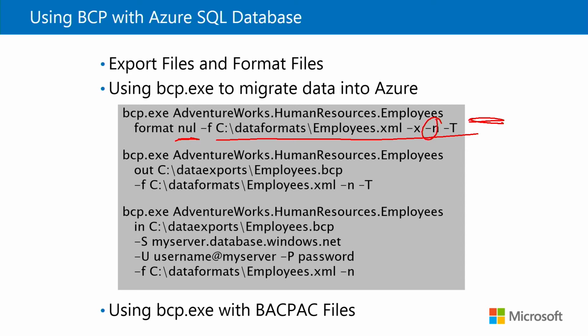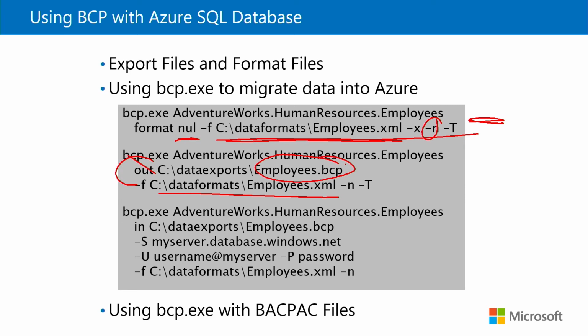Then once you have that format file created, you then use the bulk copy to create the data set. So we create the output, and we're going to use the format file that we defined here, right there. That's telling it to use that format file. And it's going to create a file called Employees.bcp. So now we have all of the data out.